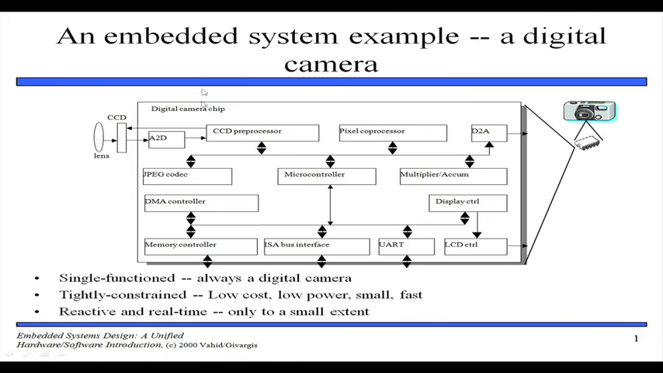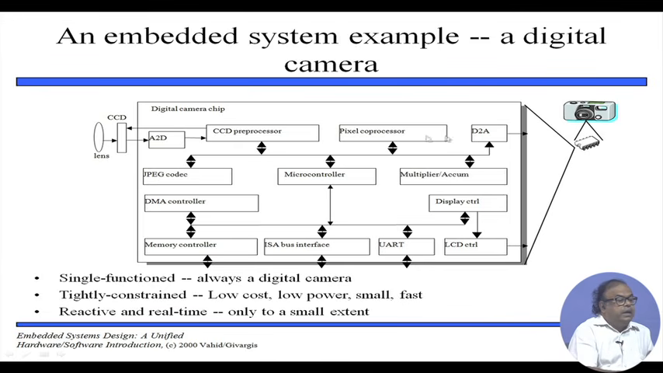So, here you see that through the bus they are communicating. The CCD processor data is going everywhere, and there is a microcontroller, there is a JPEG codec which is doing the conversion and compression, and also there is a DMA controller, memory controller, bus interface. UART is a parallel to serial converter, and there is an LCD control. So, there are so many components inside an embedded system besides the processor.